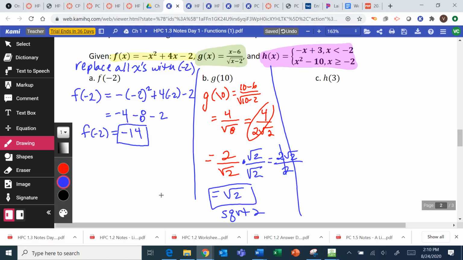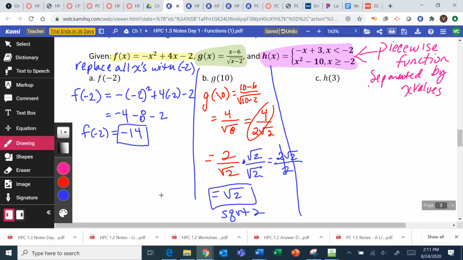All right, the last question is h of 3. Now, I asked my first bell, and they told me they did not know much about this. So this is called a piecewise function. With a piecewise function, you've got different pieces that are held together as one function, and the pieces are separated by the domain. They're separated by the x values.